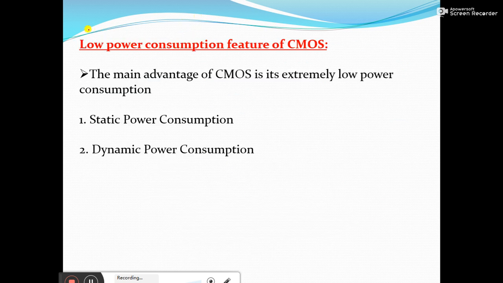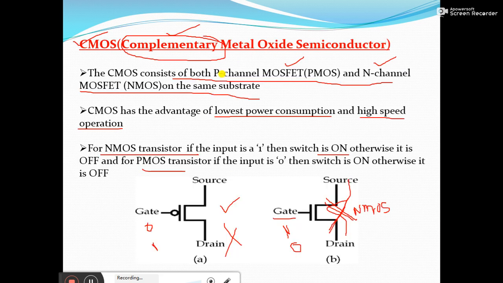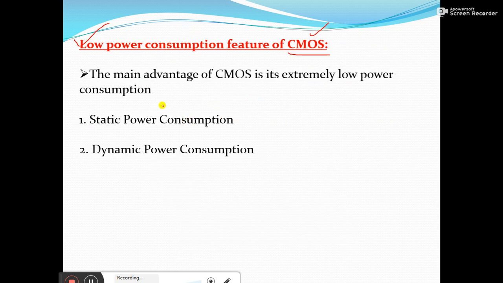Let us discuss one important feature of the CMOS. This question would be asked for 5 marks in your examination. As we saw in the previous case itself, why these are preferred over the previous versions: first one is the low power consumption property, another one is the high speed operation property. Can you tell how it is going to consume lower power than the previous versions of FET?